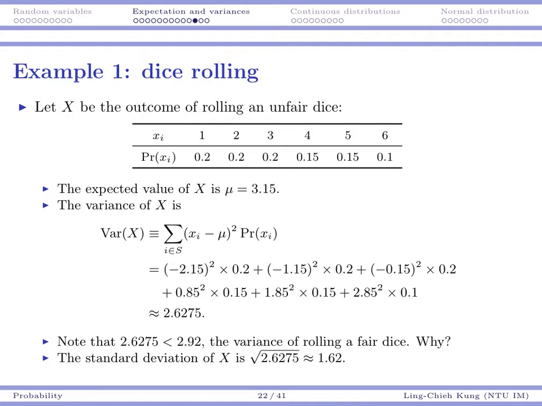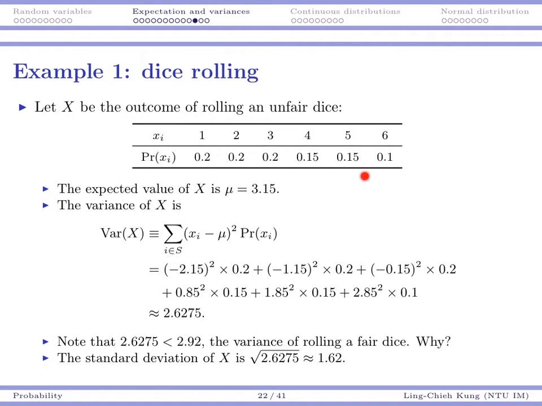And one thing we may observe is that 2.63 is less than 2.92. So the variance of rolling this unfair dice is less than the variance of rolling a fair dice. We'll probably want to ask why is that? But intuitively that makes sense.